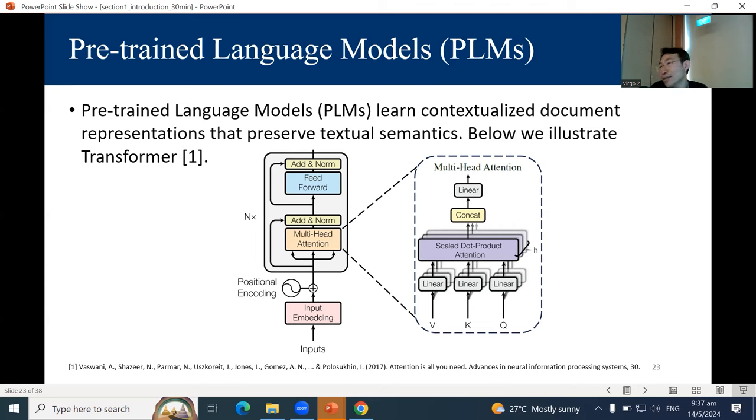Now, even for attention, there could be multiple dimensions of attention. If you think of, let's say, text data, there could be an attention that is based on the grammatical structure.